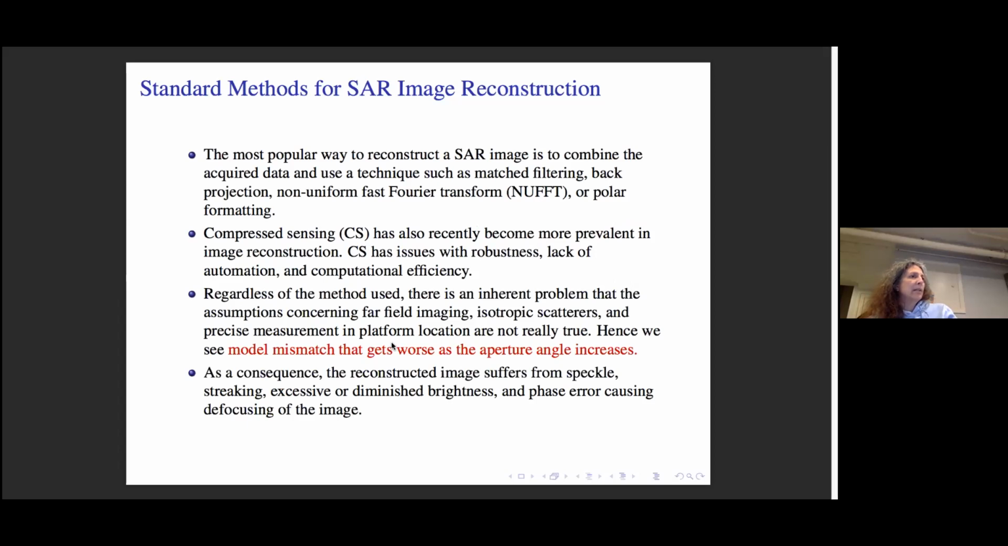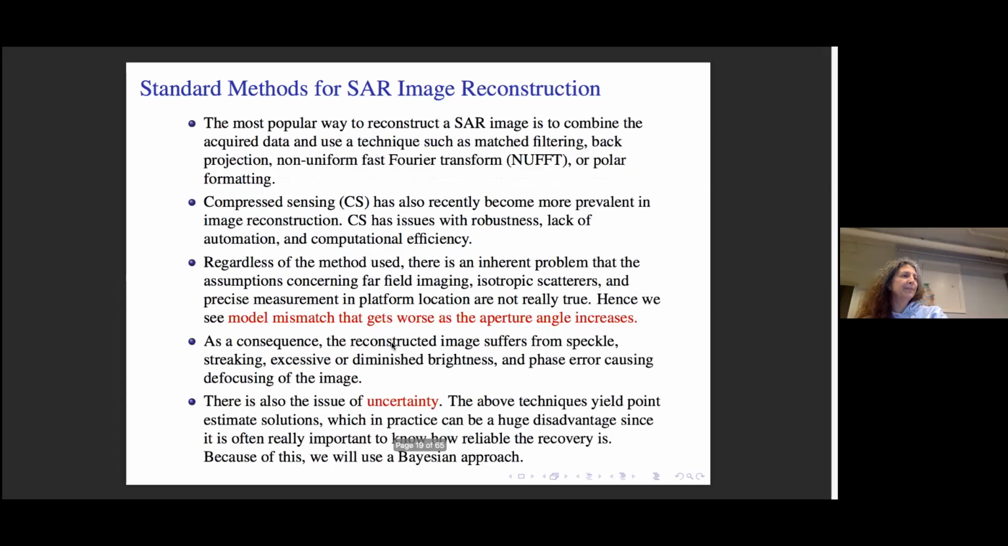But regardless of which method you use, you still have the underlying problem that your model doesn't really match the underlying problem very well, especially as your aperture angle increases. So there's some work to be done. And as a consequence of that, these reconstructed images have speckle, streaking. I just listed a bunch of problems that result from that. And what we'll do today, not for this particular problem, is to see how multiple measurement vectors, redundant data, can help to alleviate some of these issues.